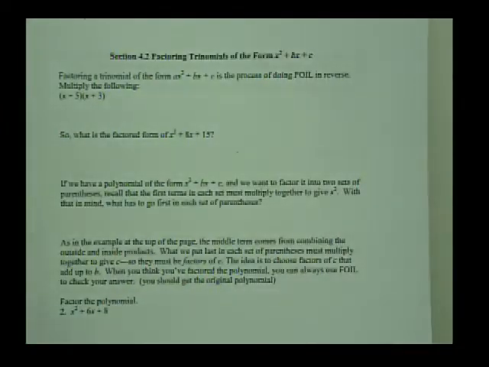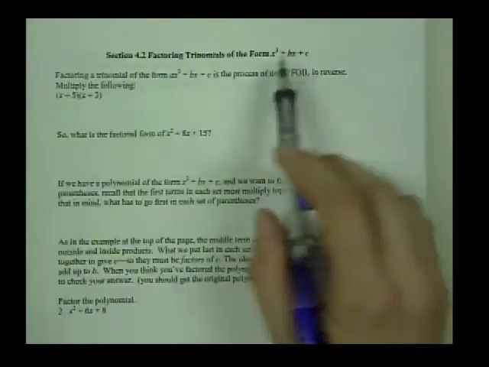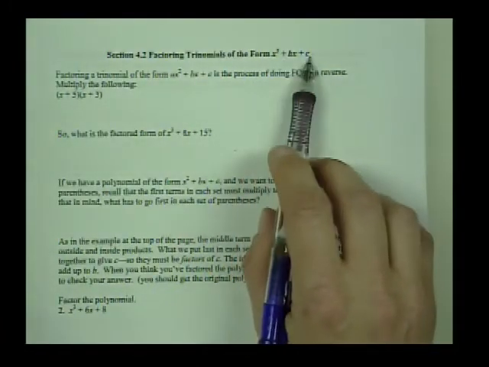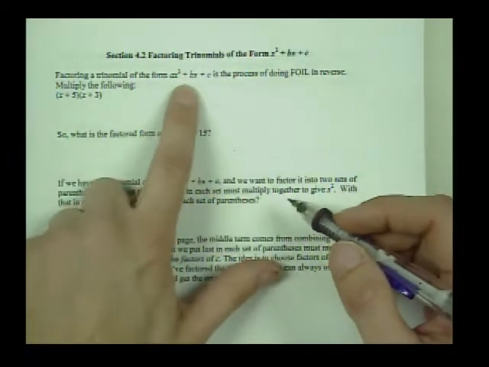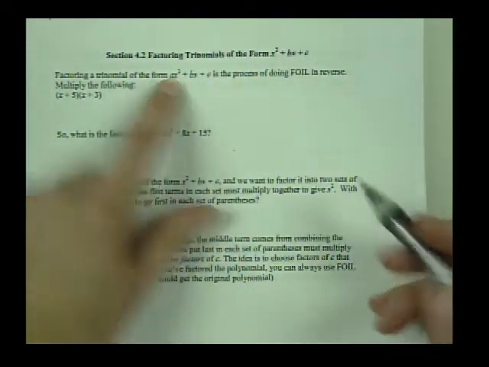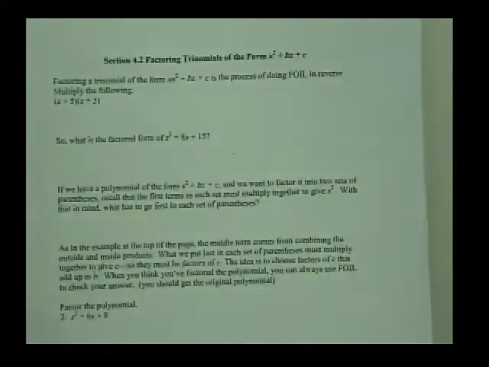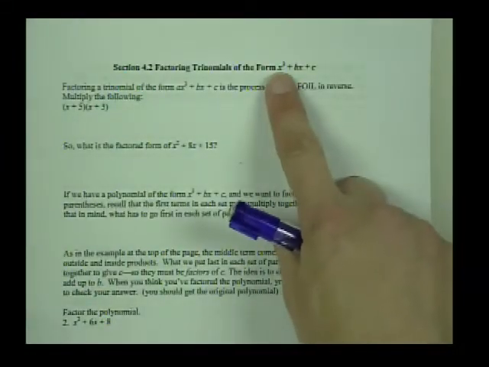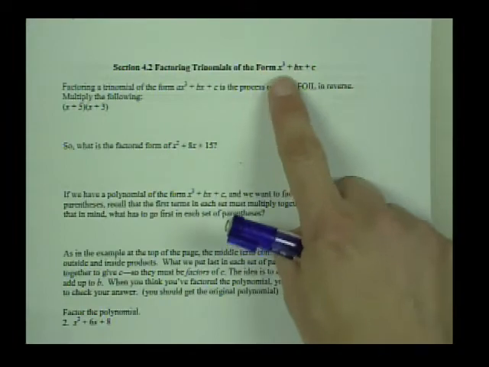Okay, in section 4.2, it says factoring trinomials. So remember, trinomials means three terms of the form x squared plus bx plus c. And so factoring a trinomial of that form, this one has an a, so it has a number in front of the x squared. This section we won't deal with numbers in front of x squared. We will in the next couple of sections.